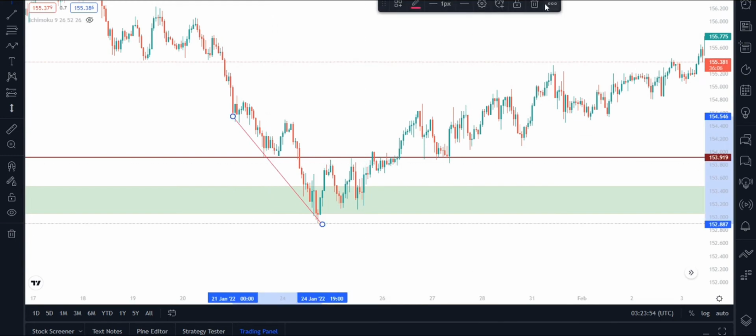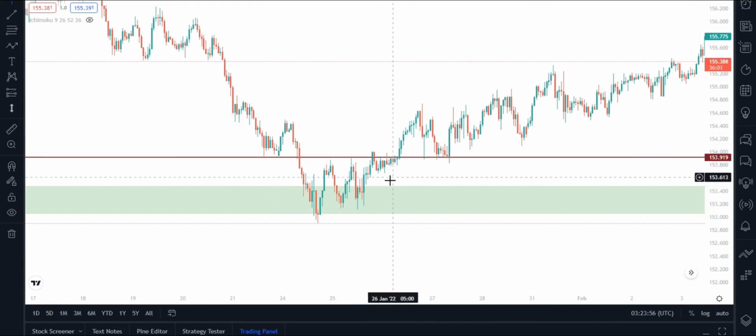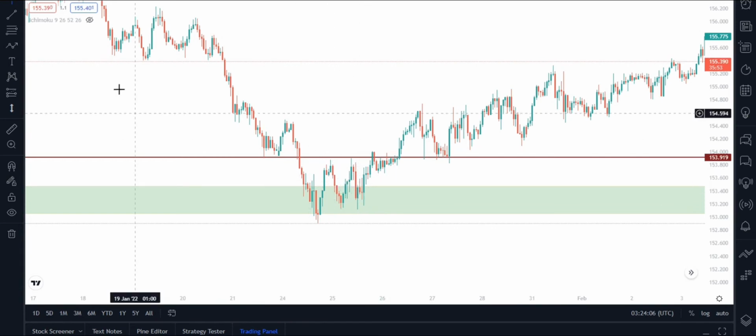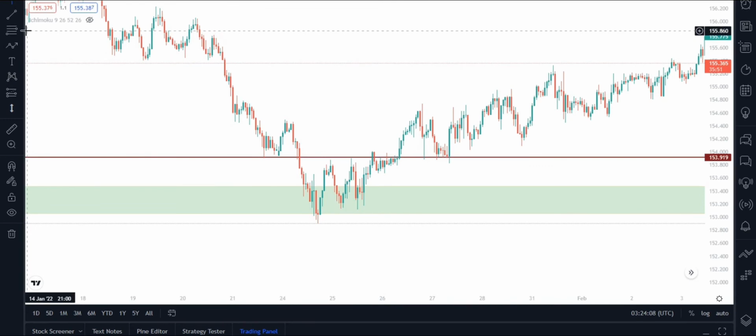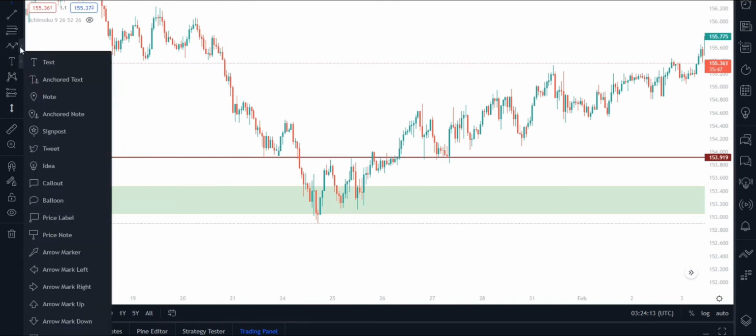So that's our first confirmation. As the market came to this level, that was our first confirmation that there might be a possible sign that the market will go up. The second one is this level here. Let me mark it out for you to see it clearly.